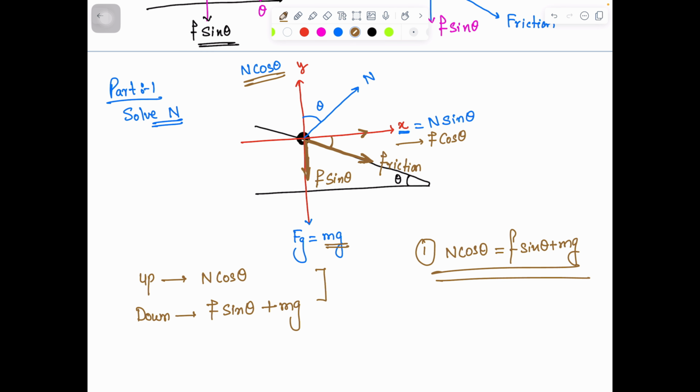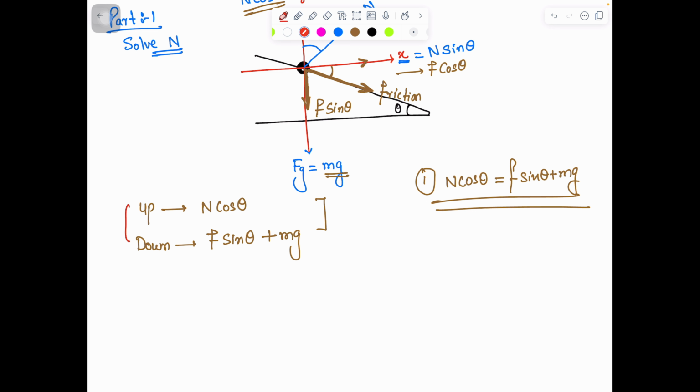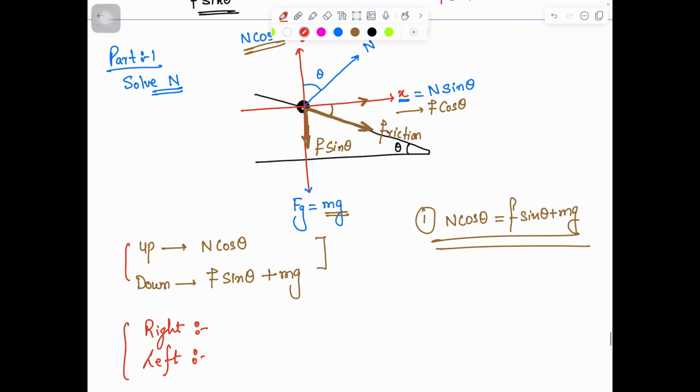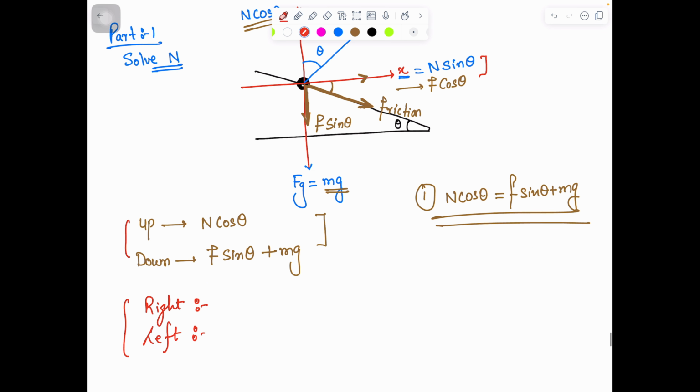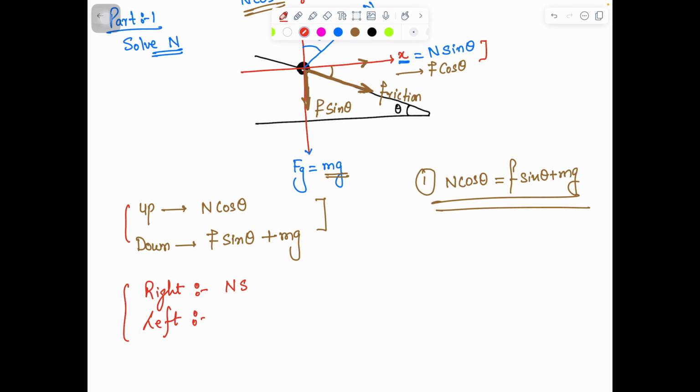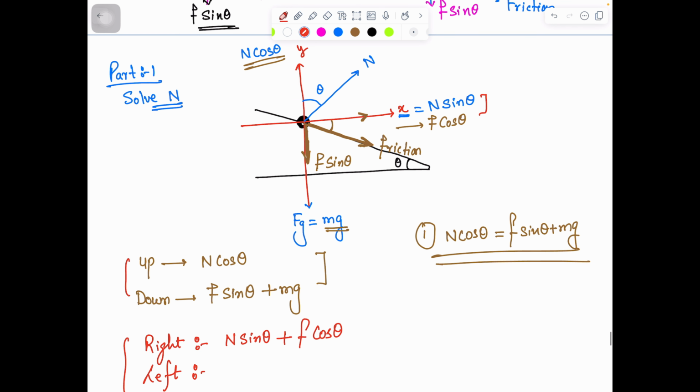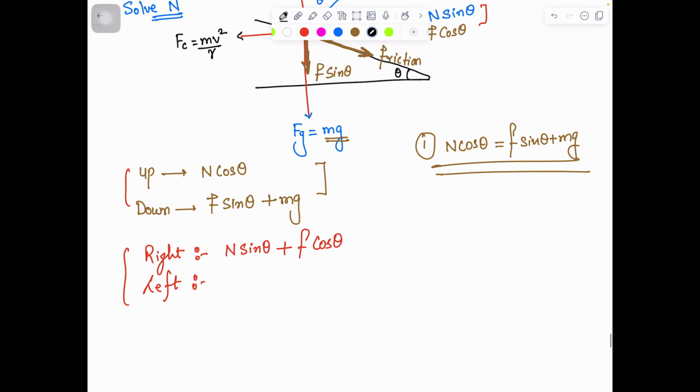Clear? Okay, now what do we need to balance? We need to balance right and left. Second is right and left. If you are able to balance them, it means you can solve the question. What are the right values? Okay, n sine theta plus f cos of theta. Two things. How to balance this value? This side, I told you, f net or fc, which is mv square over r, which balances it. So you have fc, which is equal to mv square over r.